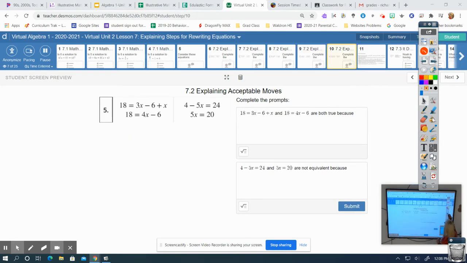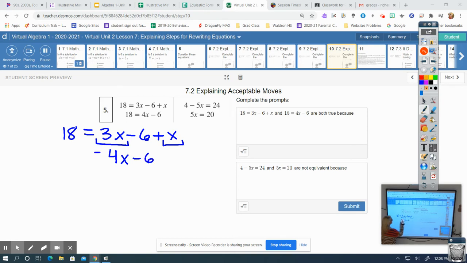All right, and the last one of these, over here, what they did was combine like terms. They had 18 equals 3x minus 6 plus x. So our like terms are the variables here, and 3x and x are on the same side, so we can just do that operation. 3x plus x makes 4x, and we still have minus 6 and 18. So they did combine their like terms correctly.